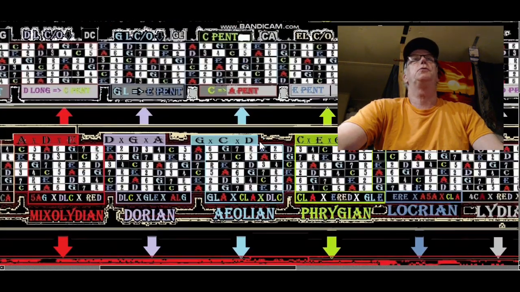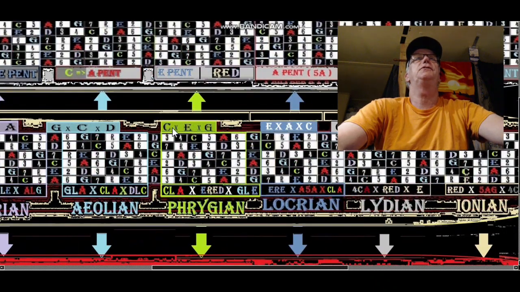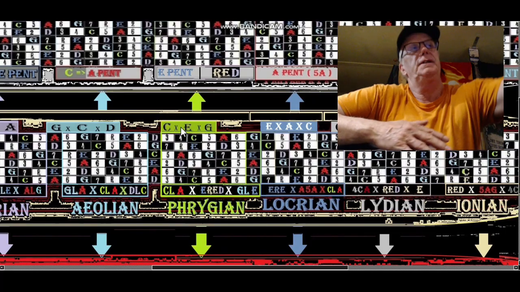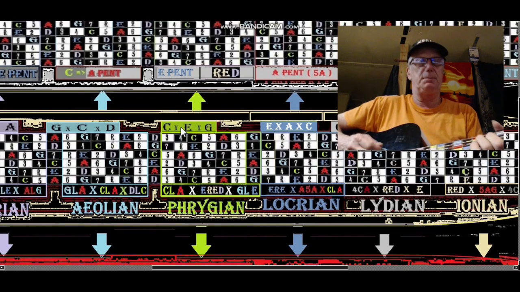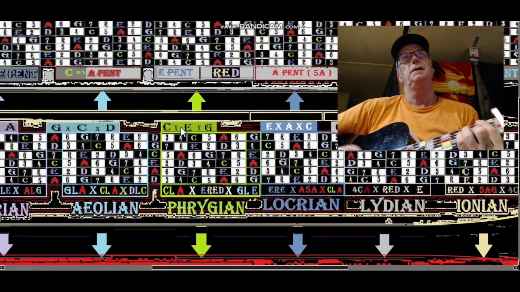All right, this is just 1, 4, 5. The 5th of G is C. The 5th of C is D. The 5th of D is A. The 4th of D is G. Okay, but when you get to the C cage, the 4th of the C shape is the E shape. Starting from the C shape, it's the E shape and the G shape.